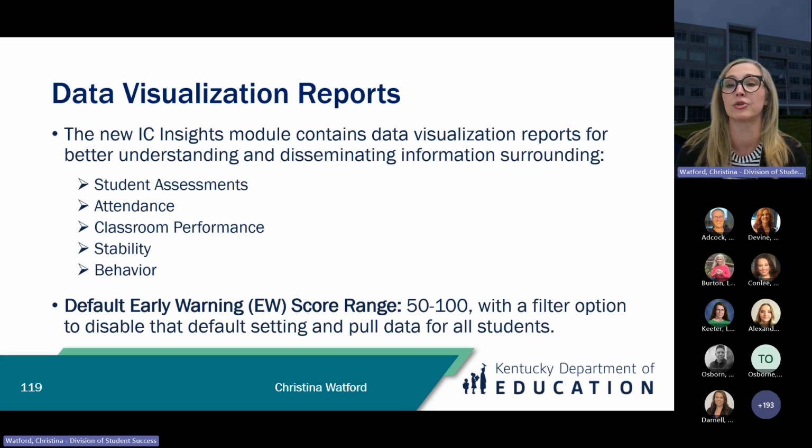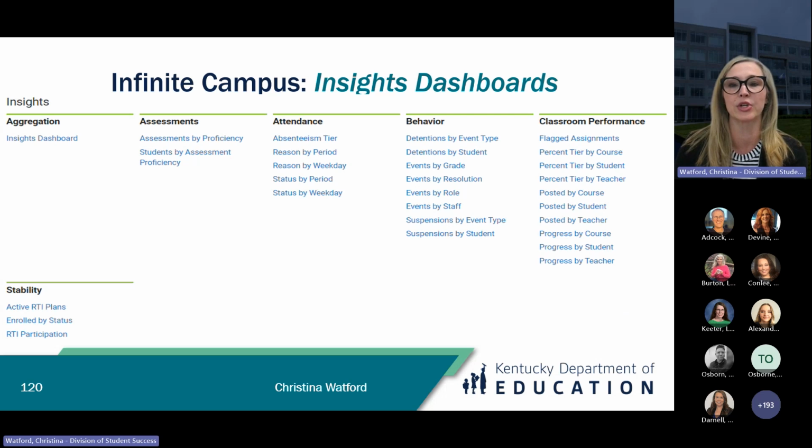And I will show you how to do that several times as we present and as we look at all of this. So this shows you all of the different dashboards that are available. We have an aggregation dashboard, an assessment, attendance. Each of those are the major categories, continuing on with behavior, classroom performance, and then stability. And then in blue, you can see all of the different reports that are available for users to be able to pull.